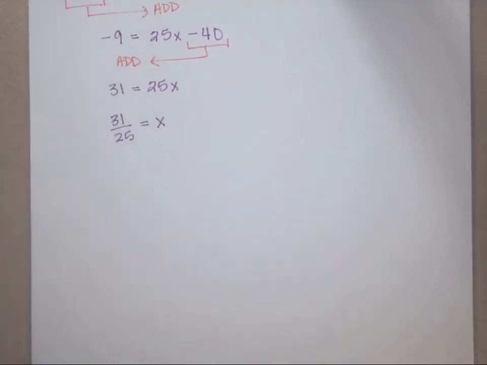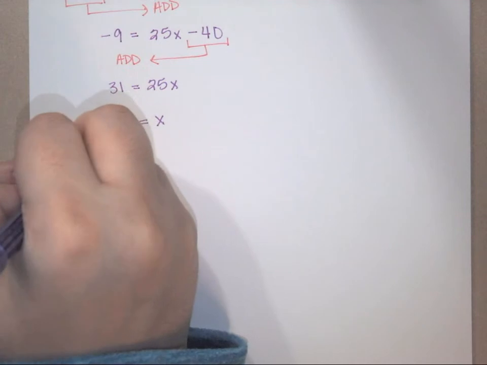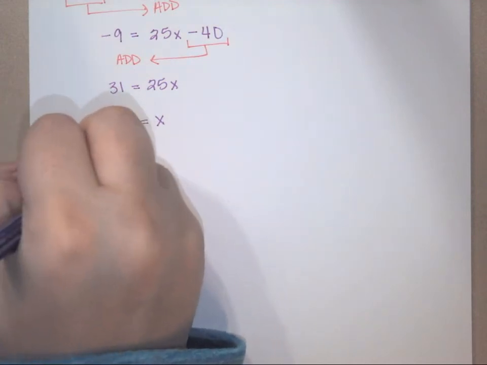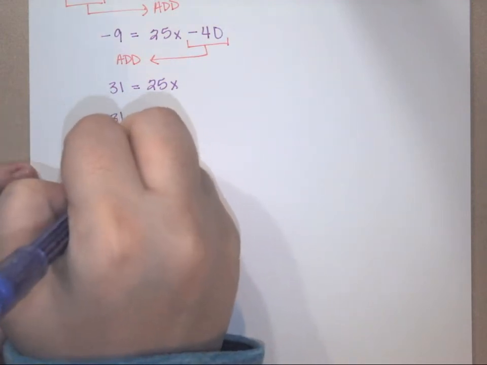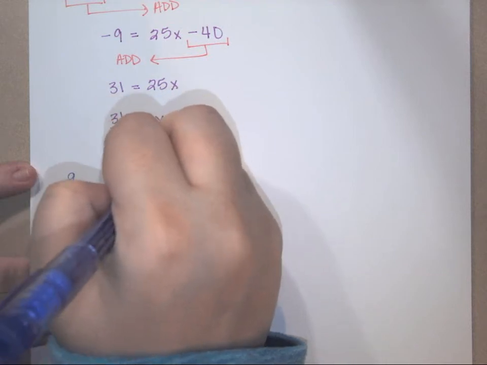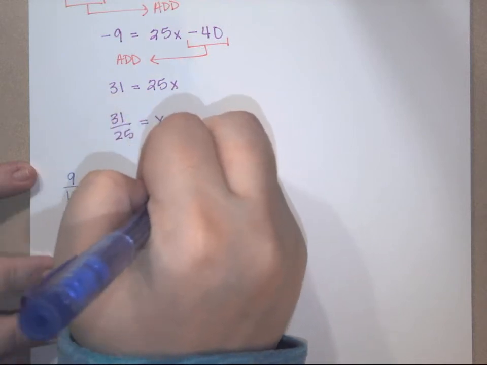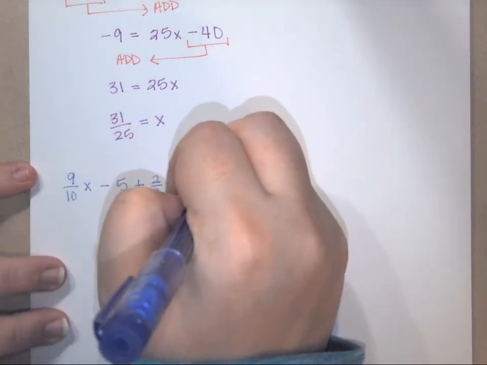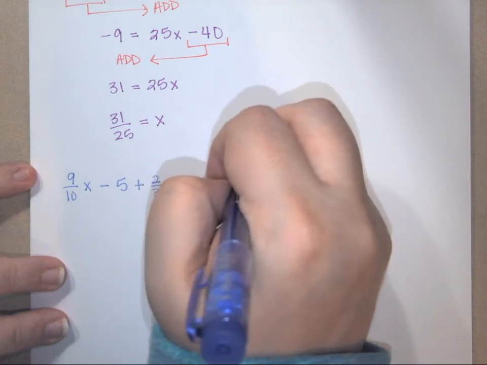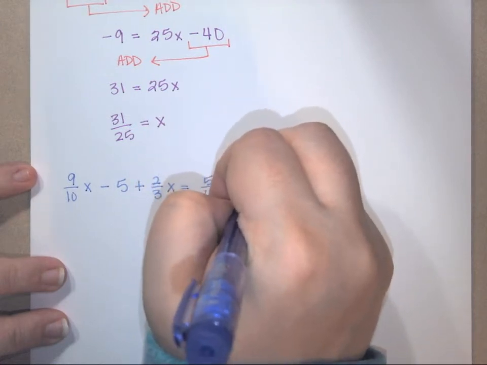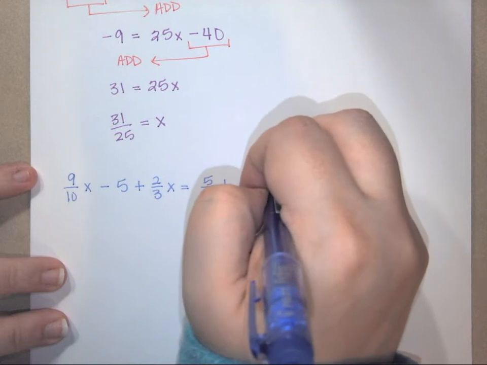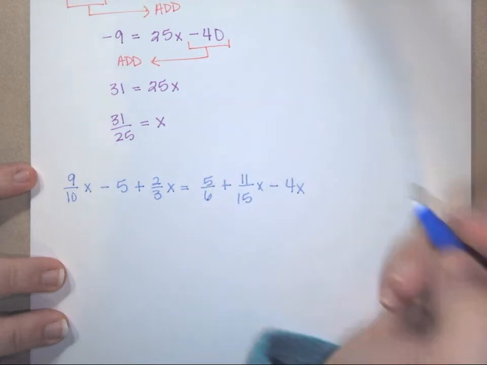Alright, let's take a look at one that is slightly more complicated. What if we had 9/10 x minus 5 plus 2/3 x is equal to 5 over 6 plus 11 over 15 x minus 4x?